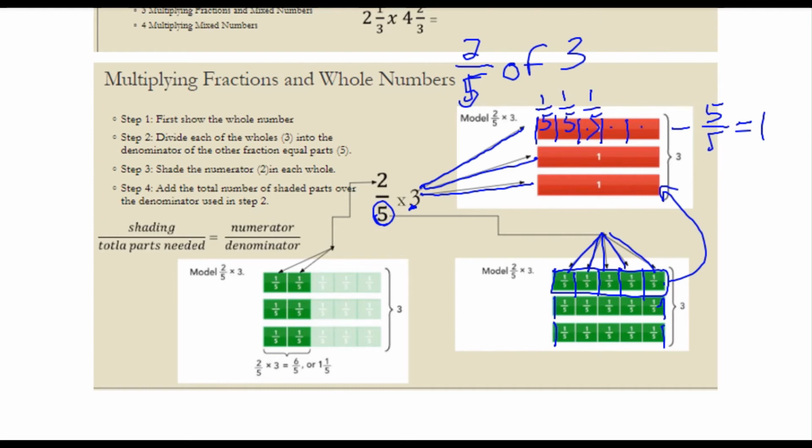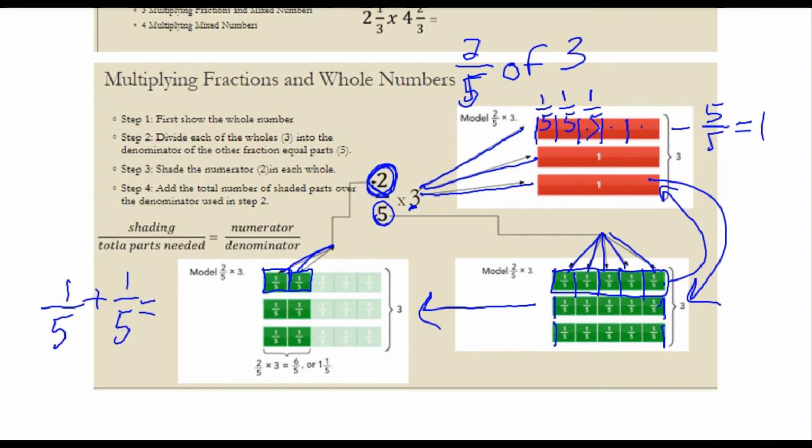And then we have to shade the numerator, which in this case is 2, in each whole. So we went from this model to this model. Now we are here. Our numerator is 2, so we're going to shade 2/5 of the 3 wholes. We have 1/5 plus another 1/5. When you add fractions, the denominator stays the same, and we have 1 plus 1. So 1/5 plus 1/5 is 2/5. So this is 2/5 of 1.